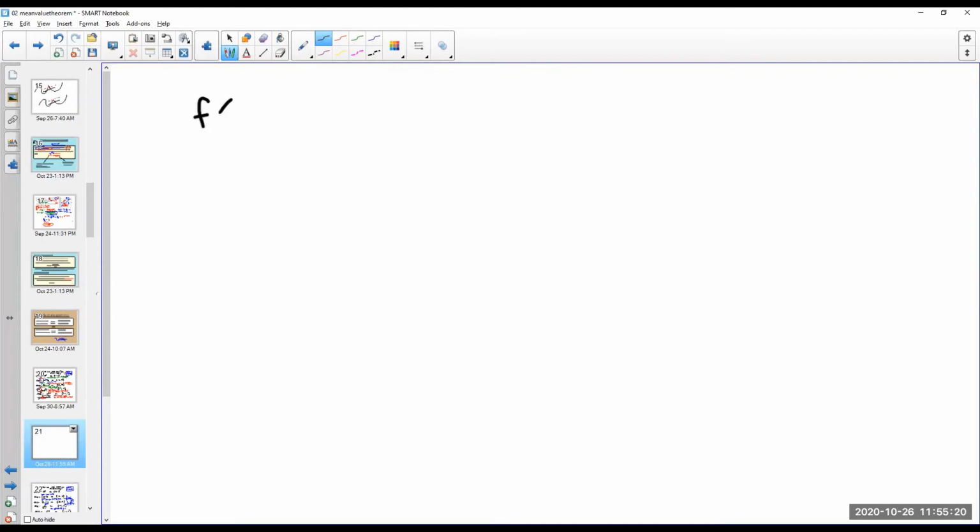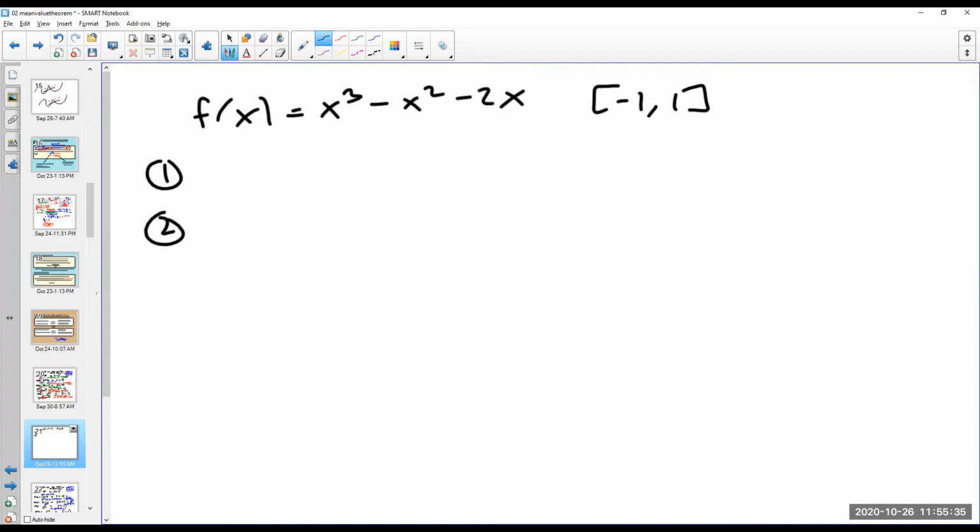I'm given this function, x cubed minus x squared minus 2x. It's on the interval from -1 to 1. And the first question is, does MVT apply? Okay, so first, I have to fit two conditions for MVT to apply. First, the function must be continuous on the closed interval.